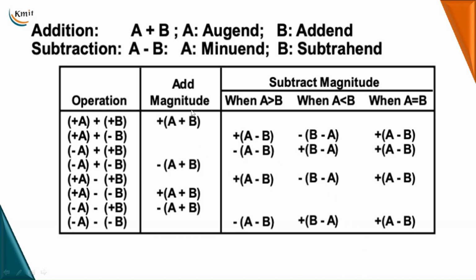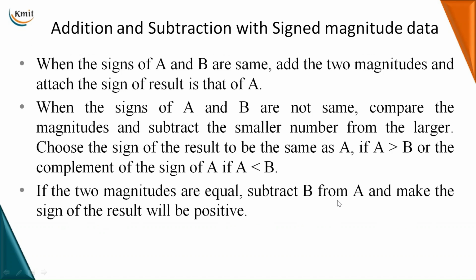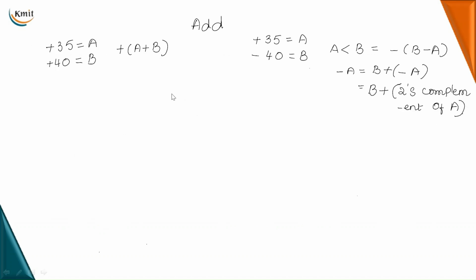And remember, when you are adding the magnitudes, you have to consider only the magnitude part and not the sign bit. Because you already know the sign, you just need to perform the addition or subtraction on the magnitude part of your data. Now, based on this table, let's see examples of how to perform addition and subtraction operations. First, we'll see an addition operation.